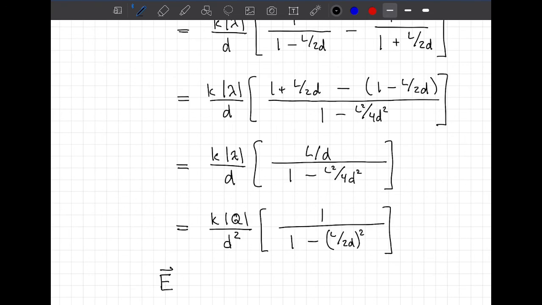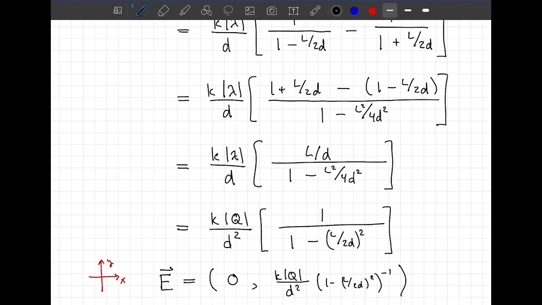We can write the whole thing out in one piece, which is that based on the coordinate system that we chose, with x and y like this, we have Ex equal to 0 and Ey equal to k, absolute value of q, over d squared, times 1 minus L over 2d squared to the minus 1. And that's our expression for the vector.